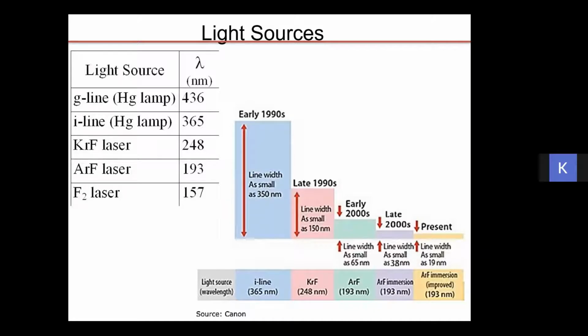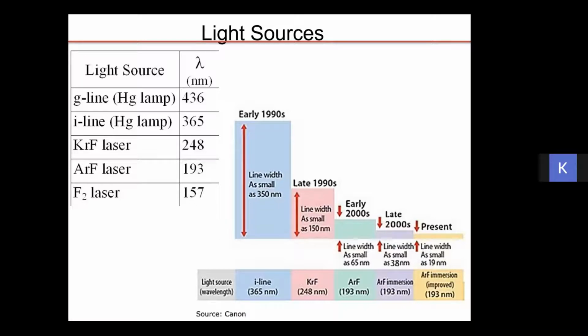Okay, so around that time in the early 90s, the main source of light were mercury lamps. The G line and I line of the mercury lamps were used for that, and you can, not easily, but you can achieve a line width of around 400 nanometer. But whenever there was a need to go below that size, a mercury lamp with a wavelength of 436 or 365 nanometer was not enough for that. Then comes the use of laser.